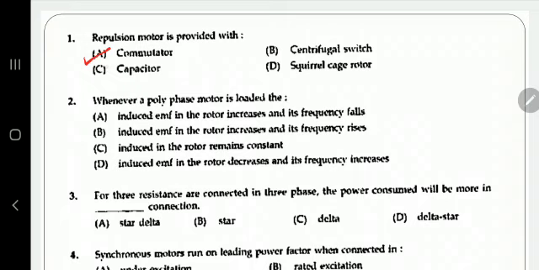Whenever a polyphase motor is loaded, the answer for this question is option number B. Induced EMF in the rotor increases and the frequency will be rising. Let's go into question number 3.